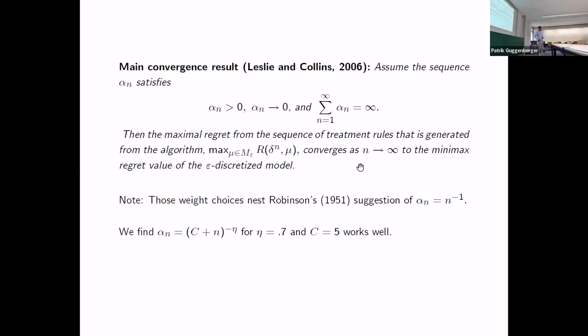So we are not claiming here anything about convergence of the treatment rules themselves. We are simply saying that the maximal regret associated with that sequence of treatment rules converges to the minimax regret value. Under additional conditions, you can also enforce convergence of the treatment rules, but this is really irrelevant to us. We simply want to make sure that we end up with a treatment policy whose maximal regret is close to the minimax regret value. And we experimented a lot in simulations, and we find that those weights here worked very well in terms of convergence speed.